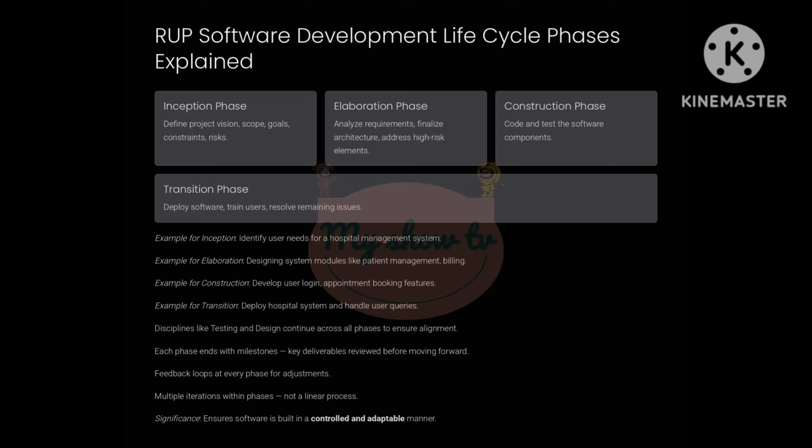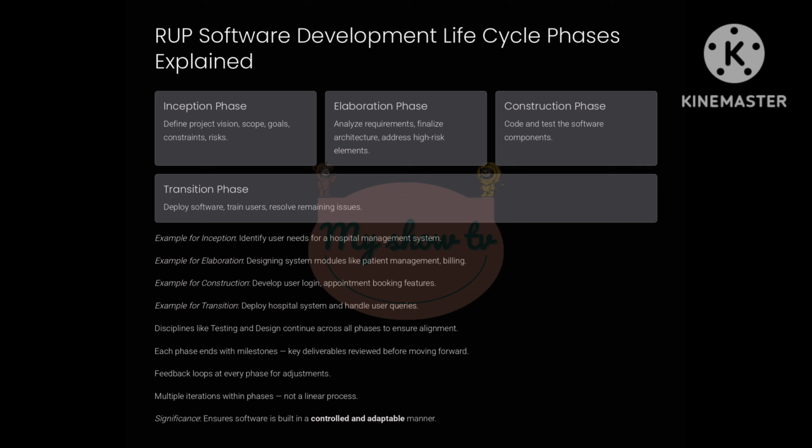Slide 3. RUP Software Development Life Cycle Phases explained. Let's understand the four main phases of RUP more clearly. 1. Inception phase focuses on defining the project's goals, scope, and key risks. Example, for a hospital system, identifying the need for patient registration, billing, and appointment features. 2. Elaboration phase: detailed analysis of requirements, system architecture, and addressing high-risk aspects. Example, finalizing how the appointment scheduling module will interact with the database.